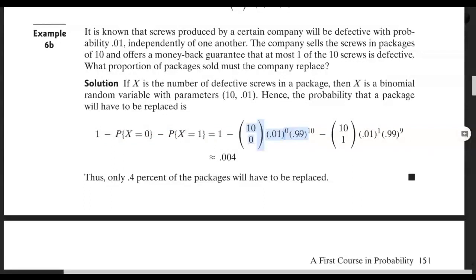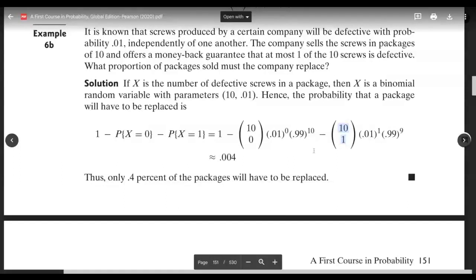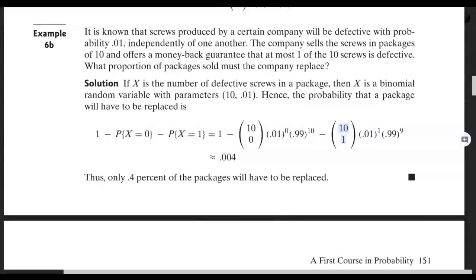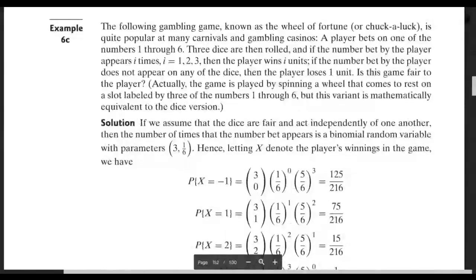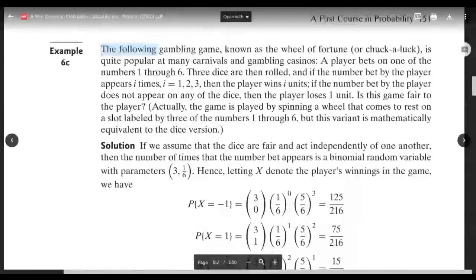So just by binomial, right? Out of 10, choose nothing. Probability of defective 0.01 raised to 0, then 1 minus 0.01, which is 0.99 raised to 10. Then 1 defective, so 0.01 raised to 1, 0.99 raised to 9. Do the calculation, it is about 0.4%. So only 0.4% of packages will have to be replaced. Good business, good manufacturer. Let's see this example.